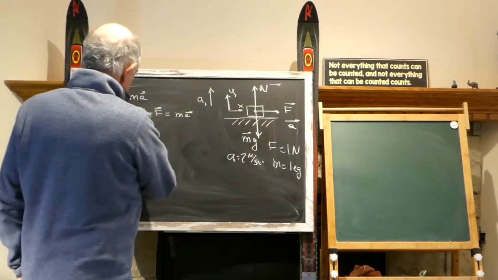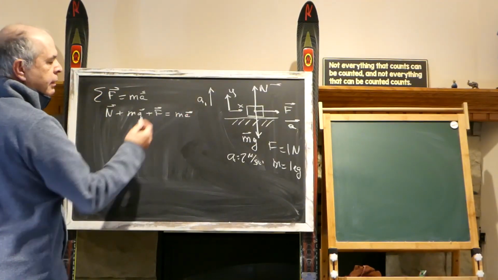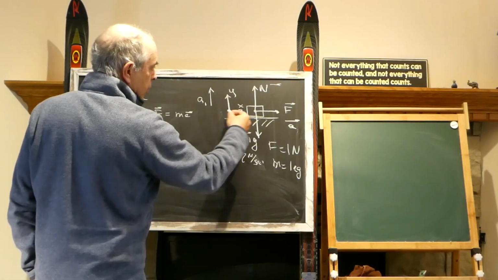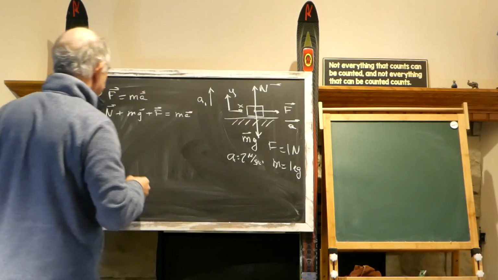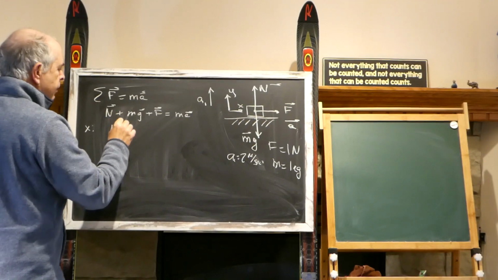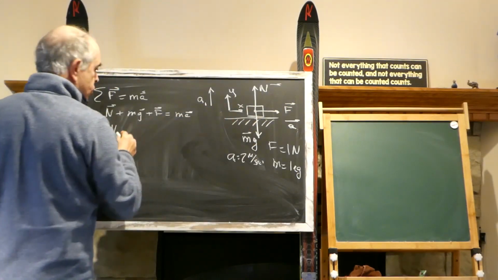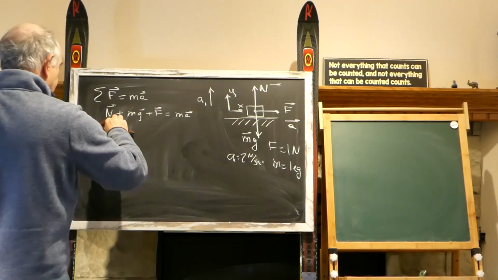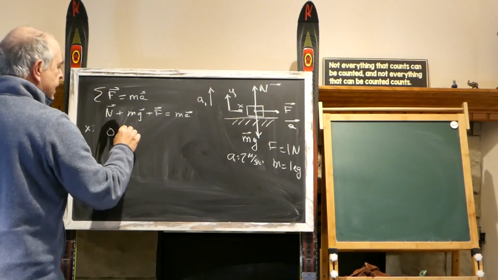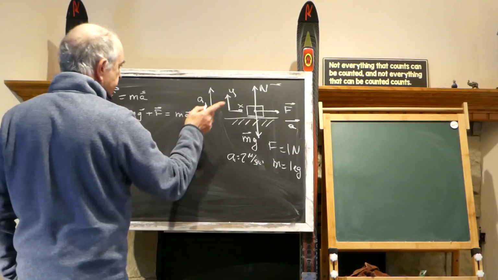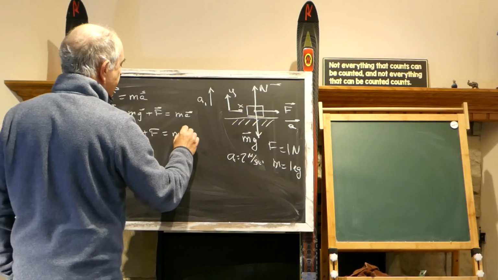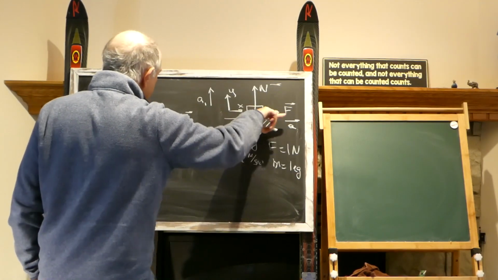To solve this vector equation, we have to draw axes, X and Y, because everything is along those lines. Sorry, X is horizontal. Along X, N is 0, mg is 0, and F is positive that way, so it's exactly like before. And it equals ma, where a is the component this way.